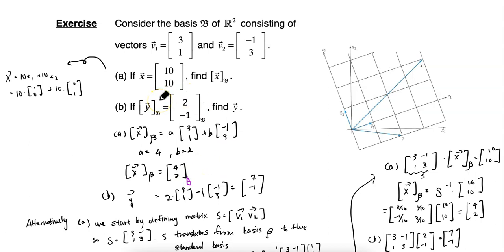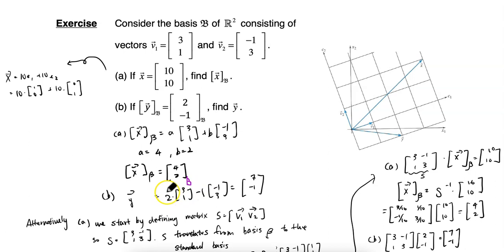Second question. If we know that a certain vector y is the vector 2, negative 1, expressed in the vectors of basis B, so this is vector y here, it's 2 v1s minus 1 v2. What are the components of this vector in the standard basis vectors? So how many e1? 1, 2, 3, 4, 5, 6 maybe, and minus 1. That's a rough guess. The way we do that is actually easier than question A.